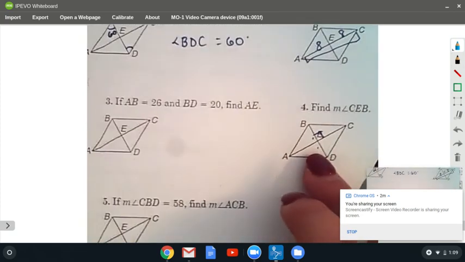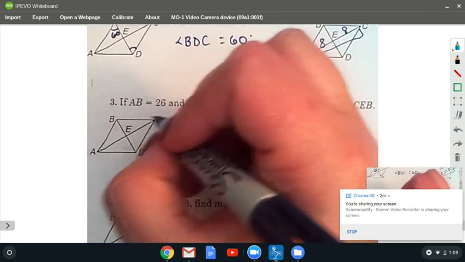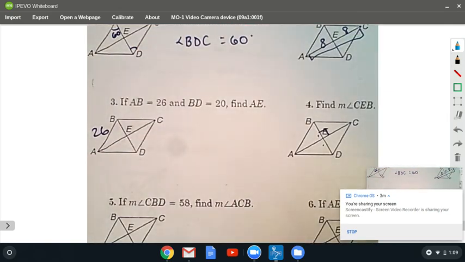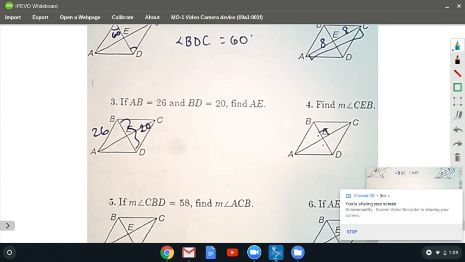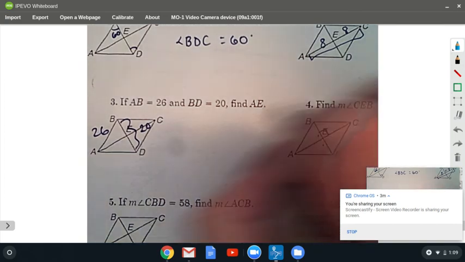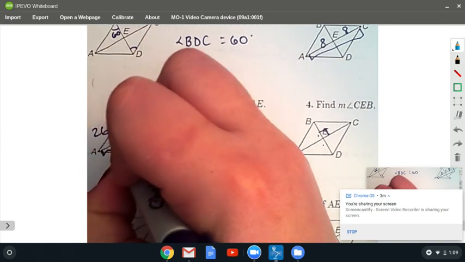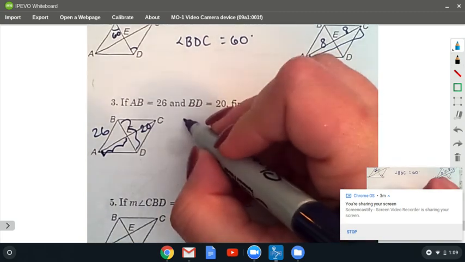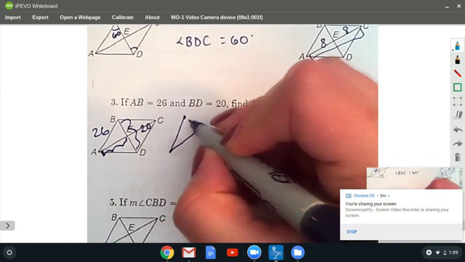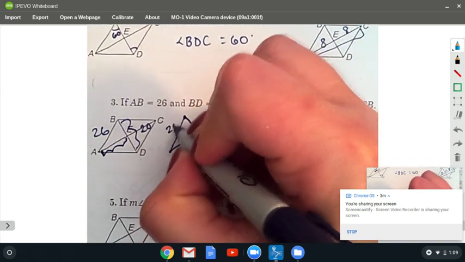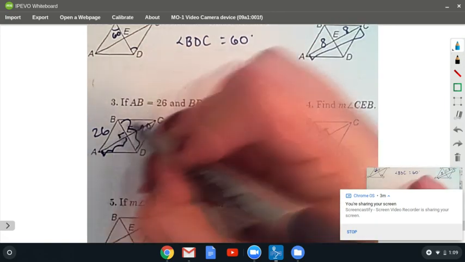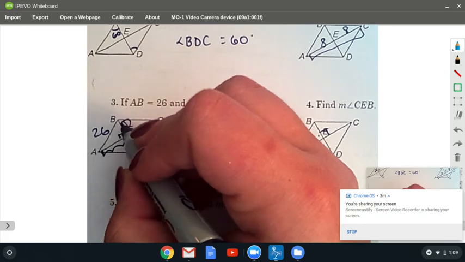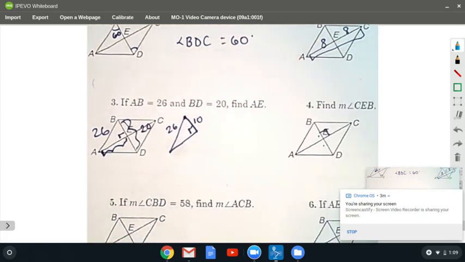Over here, this one looks a little more challenging. AB is 26. BD, this diagonal, is 20. Find AE. This is a tough one. So I want you to take this apart and just look at this little triangle. So this is 26. This is a right angle. We know that. This whole diagonal is 20, which means half of it would be 10.